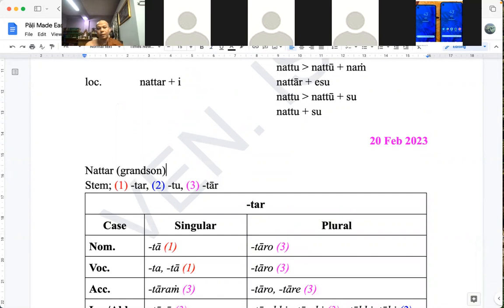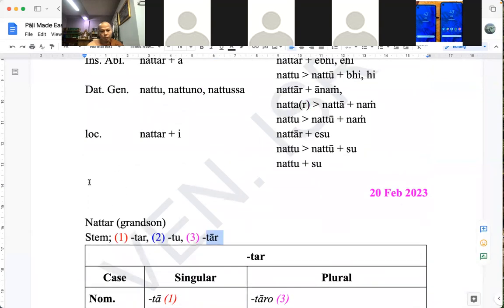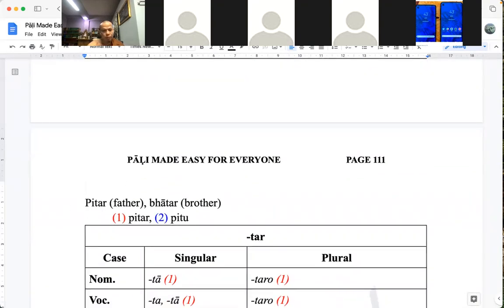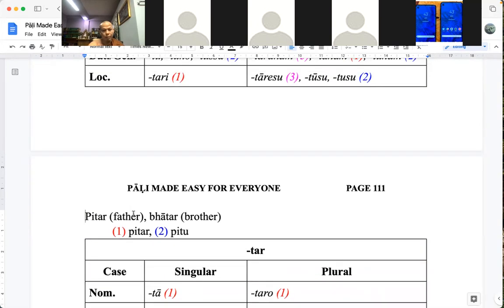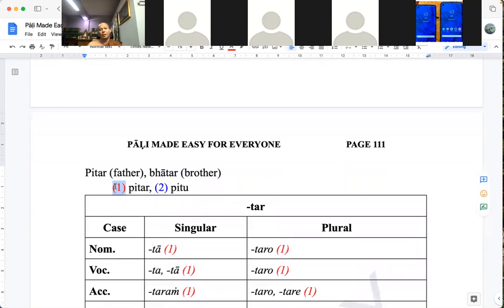So grandson has three stems in this way, tar, do, and the tar. But for the other one, like bitar, father, and bada, brother, they have only two stems, like tar and do. We don't have that third stem. So at that time, instead of that stem, the first one will be repeatedly used, replacing that stem.